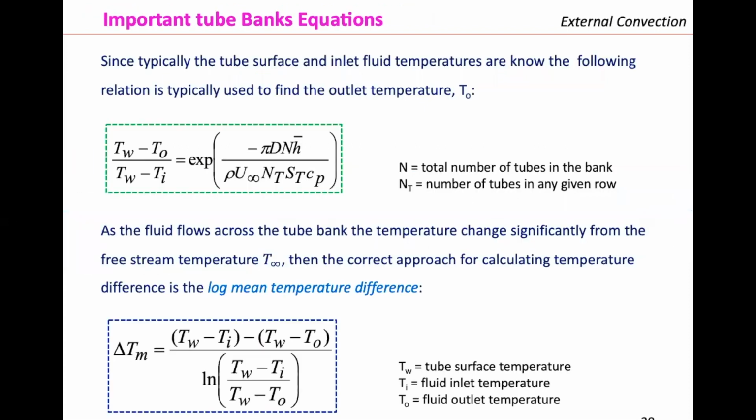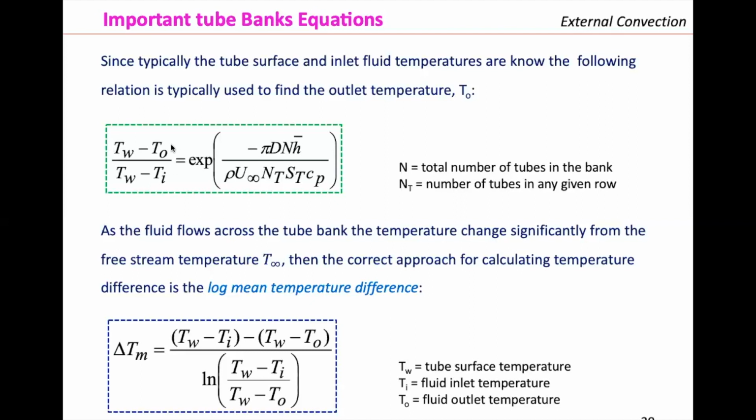Other important equations within the chapter are these two equations for banks. The first one we typically use to calculate the outlet temperature. Since the tube surface and inlet fluid temperatures are typically known, this relationship is used to find the outlet temperature of the bank. For example, I'm going to pass nitrogen at 200 Celsius through my bank. What will the nitrogen temperature be at the exit of the bank? This equation helps us with that, where the big N is the total number of tubes in the bank, and NT is the number of tubes in a given row.